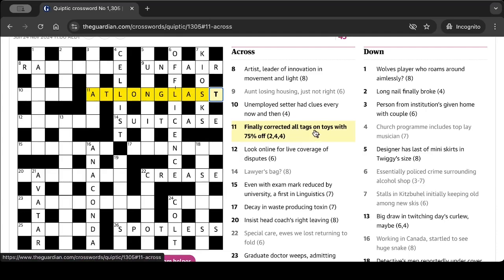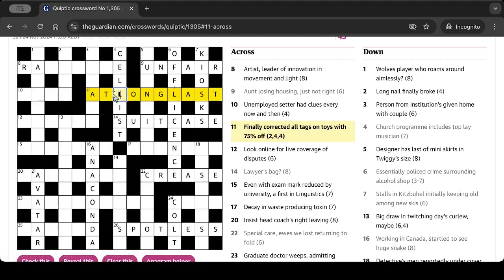Now that means we've got "all tags on toys" being an anagram indicator, and then with 75% off. So let's go back to this. "Finally" is the straight part, "at long last". We're using an anagram of the words "all tags on", and the toys, we're taking 75% or 3/4 of it away, which leaves only a T. And I believe that gives us the answer, which is "at long last".